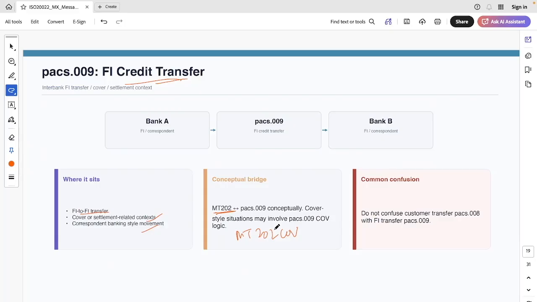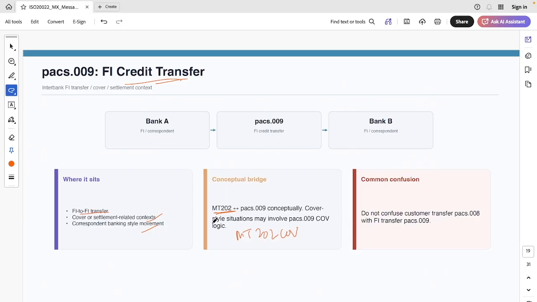The key distinction is that PACS.008 is customer credit transfer logic, and PACS.009 is financial institution credit transfer. If you confuse the two, the payment design and testing can go in the wrong direction very quickly.